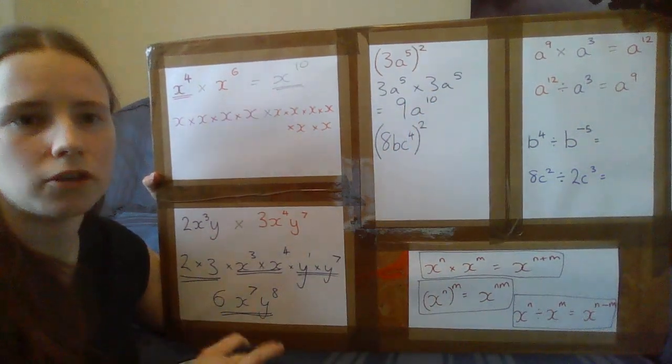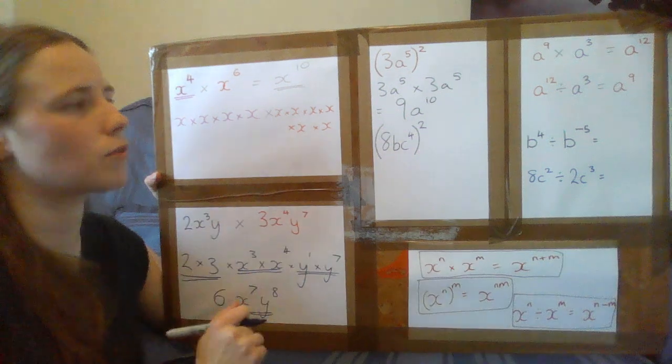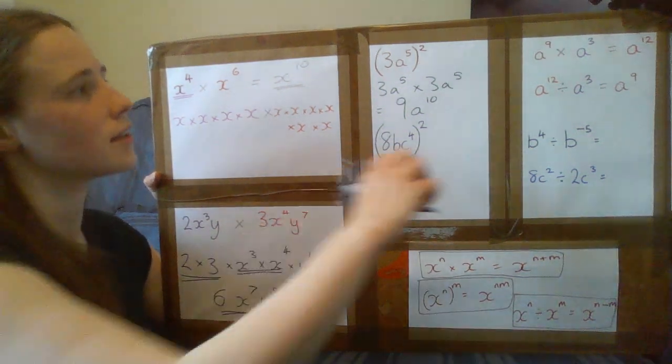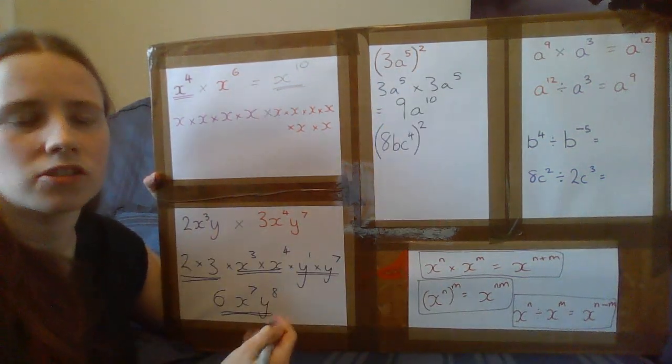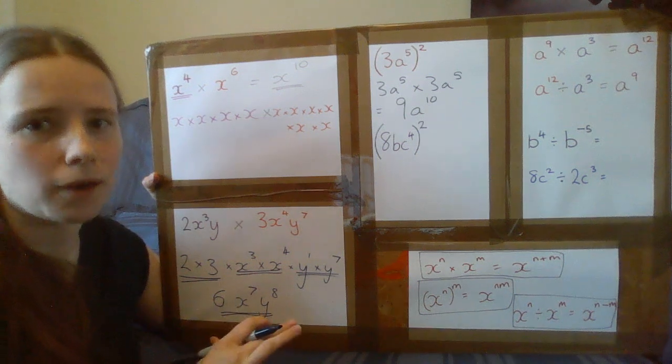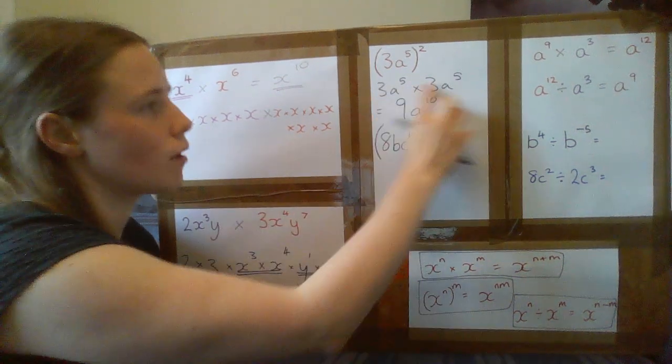What a lot of people do, if they don't write it down, is end up writing 6a to the 10 because they're thinking 3 times 2. So do avoid doing that. The best way I've seen to avoid doing that is to write it out long.